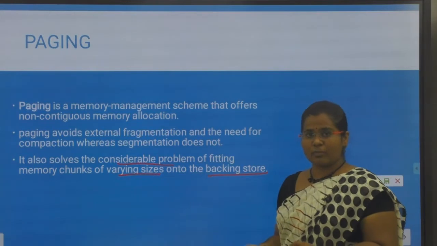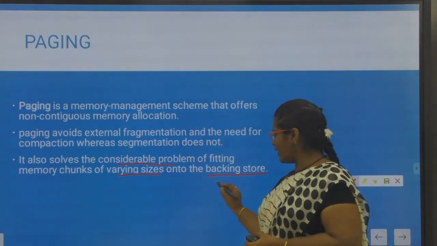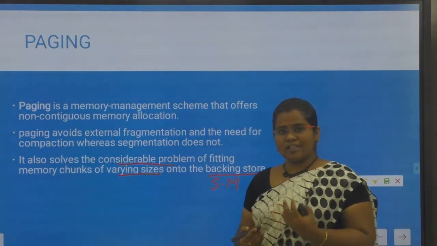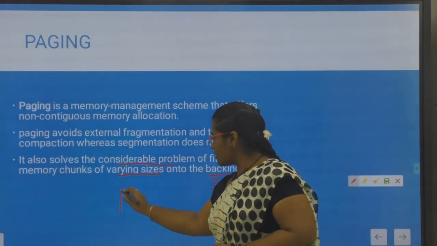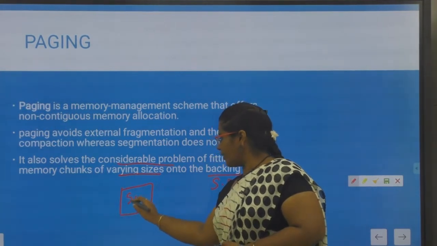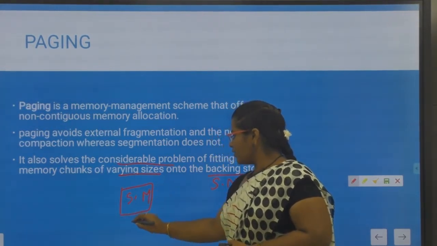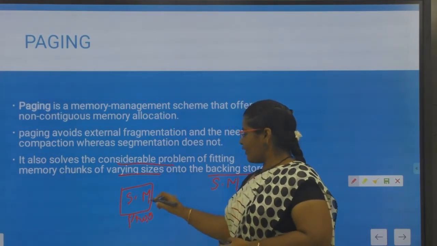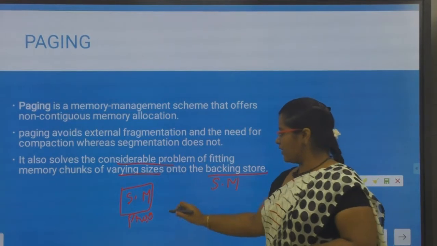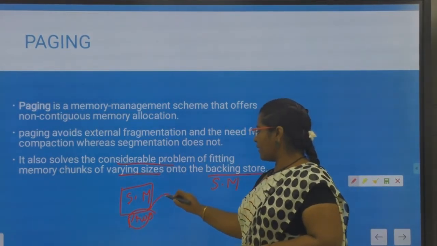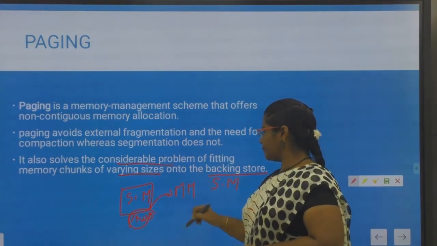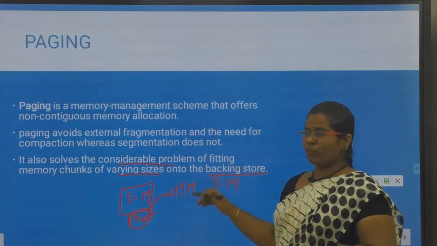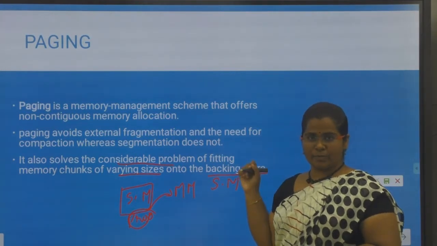What is this backing store? Backing store is nothing but your secondary memory. Whenever you save a program, the program is saved in your secondary memory. Whenever you try to execute it, this program is brought from secondary memory to main memory. Since the main memory is very limited in size, we are going for all these memory management techniques.